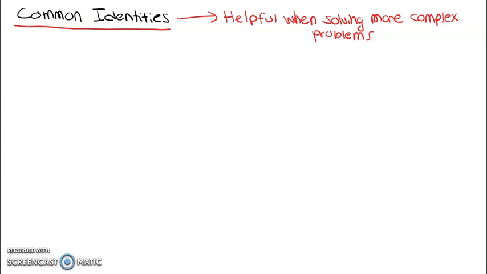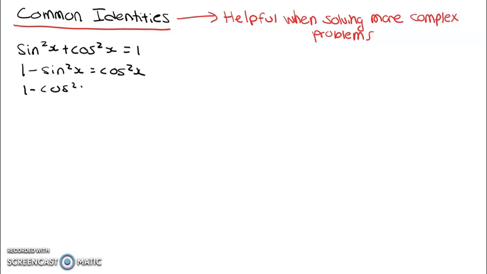Okay, so now let's go through some common identities. These are going to be helpful when solving more complex identities, which we will get to later on in this video. I'll focus on examples first. But one of our first common identities is sine squared x plus cosine squared x equals 1. You can rearrange the identity so that it's 1 minus sine squared x equals cosine squared x, or 1 minus cosine squared x equals sine squared x. You just get this from rearranging.